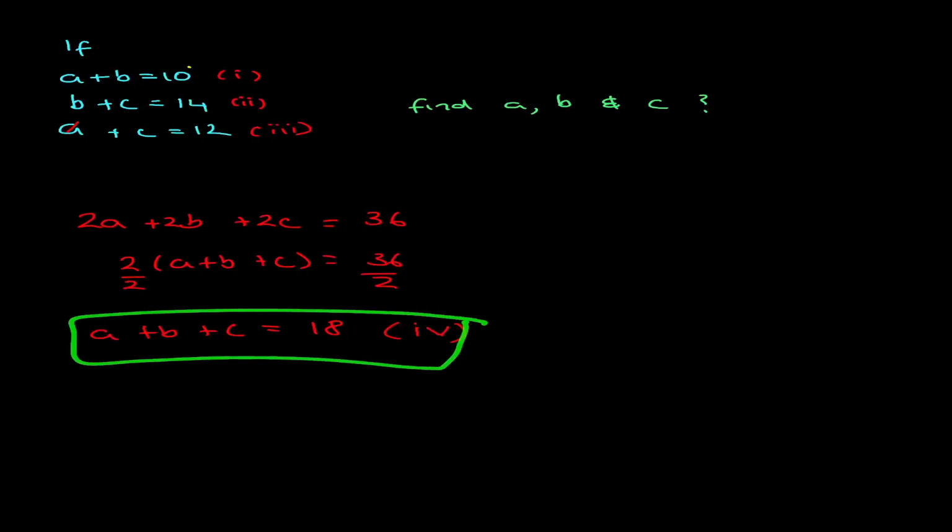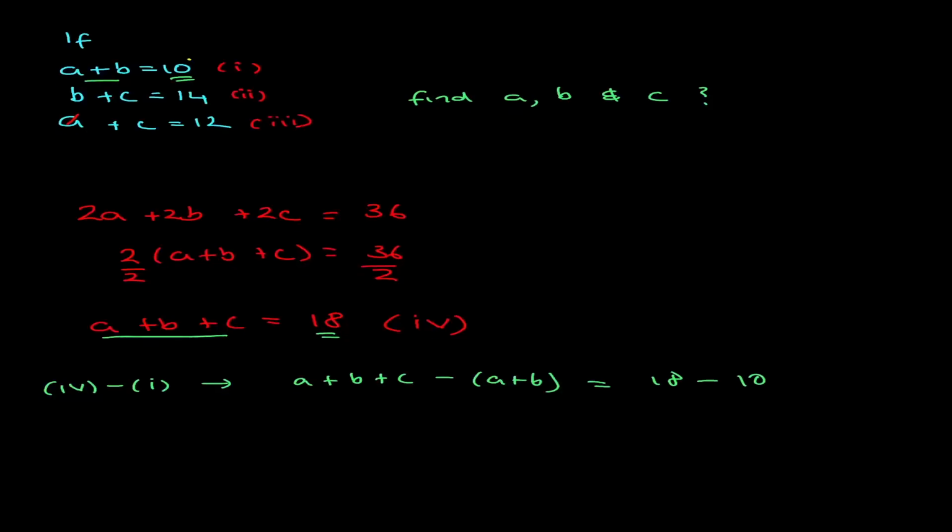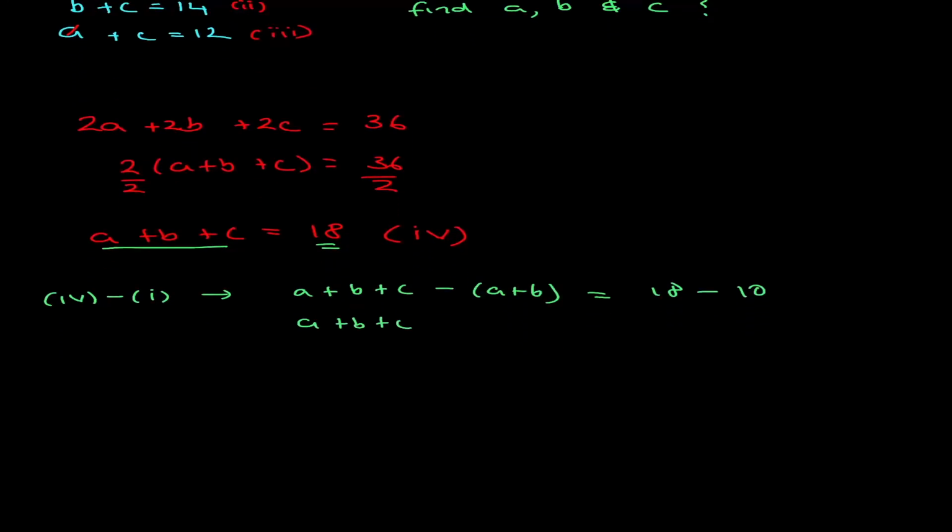Well, we can take equation 4, take equation 1. So a plus b plus c, subtract a plus b, equals 18, take 10. Can we simplify this? We get a plus b plus c, subtract a, subtract b. 18 take 10 is 8. And now things simplify because we've got a take a, which is 0, b take b, which is also 0. And that tells me c is 8.